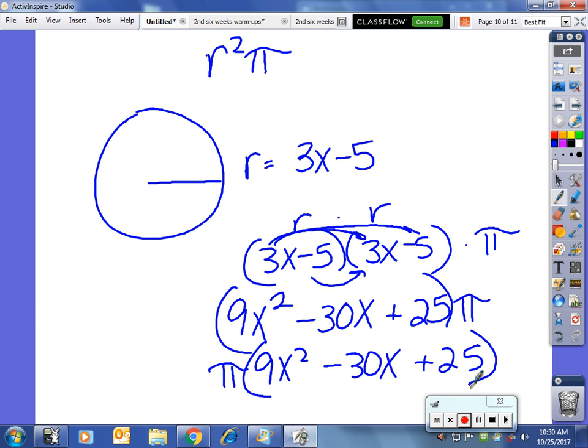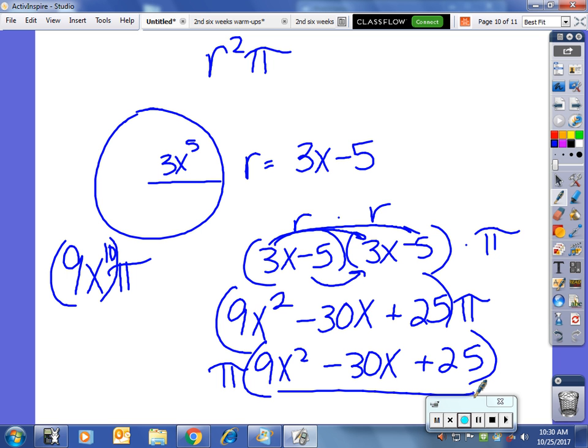Only for binomials, because the other ones, like let's say the radius was just 3x to the 5th. Well, 3x to the 5th times 3x to the 5th is just 9x to the 10th, and that whole thing is getting multiplied by pi when we stick a pi on it. If you wanted to put parentheses around this, you could. It's not necessary. In this problem, it's absolutely necessary.